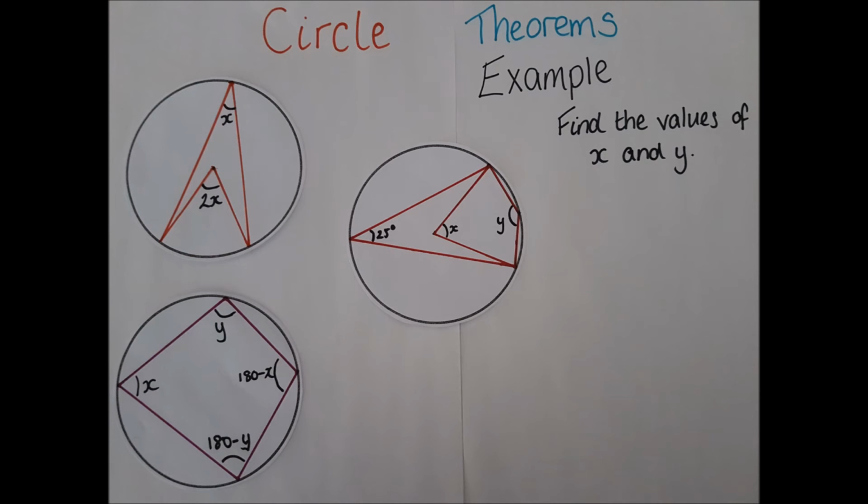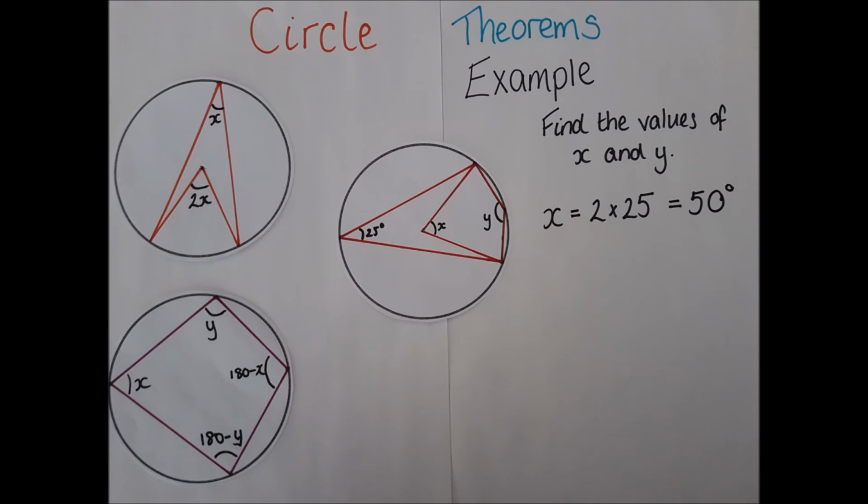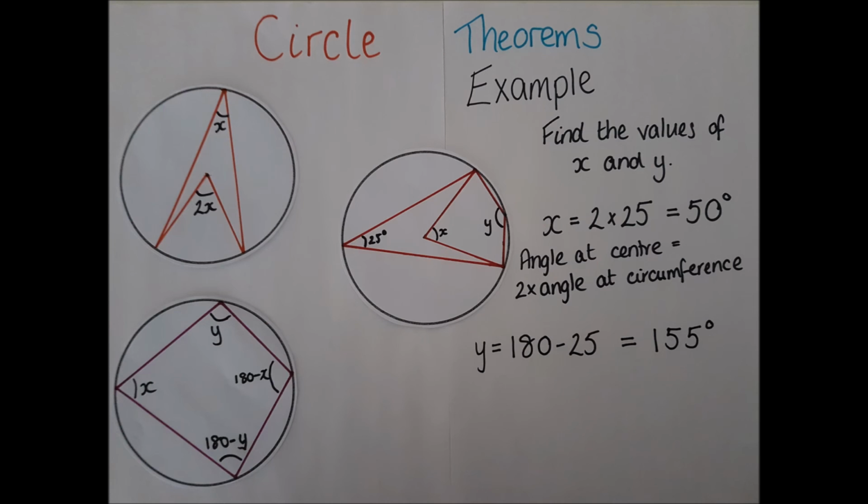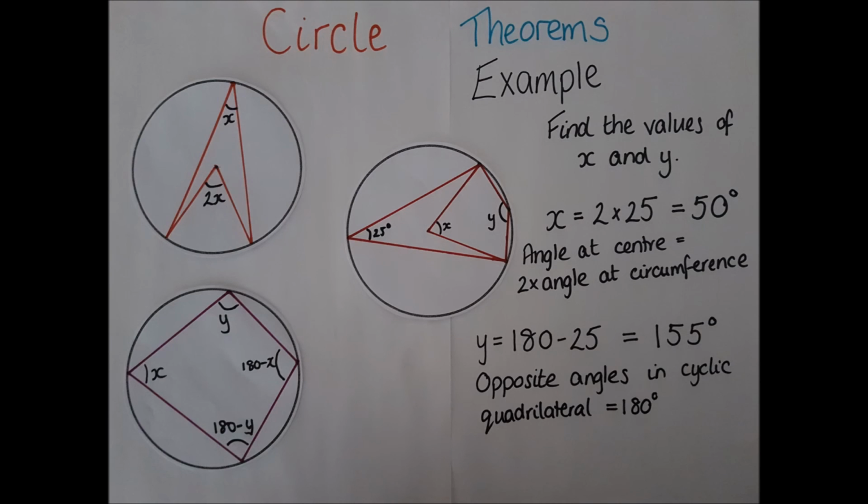Firstly, we want to find x, and we find x to be 2 times 25, which equals 50 degrees. This comes from the theorem that says the angle at the centre of the circle is double the angle at the circumference. Next, we want to find y, and we get that to be 180 minus 25, which equals 155 degrees. This is from the theorem that says opposite angles in a cyclic quadrilateral add up to 180 degrees.